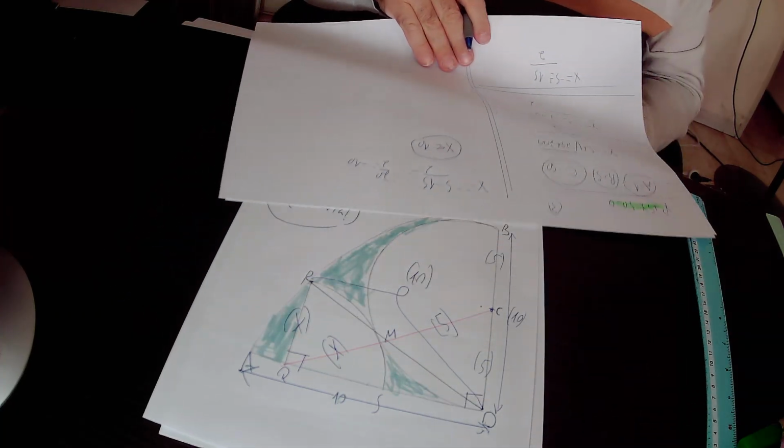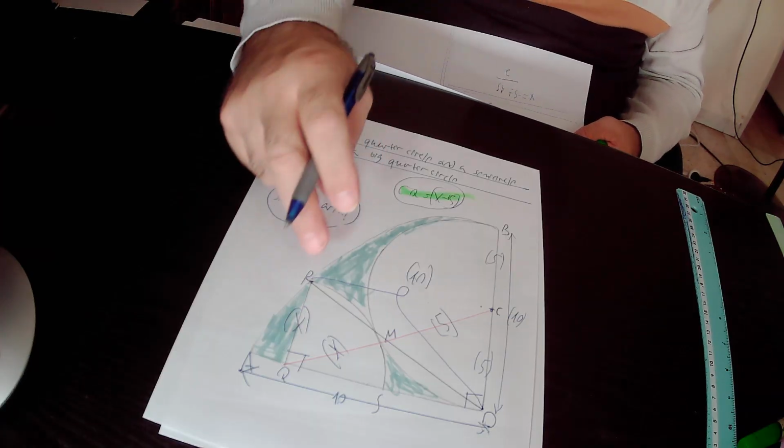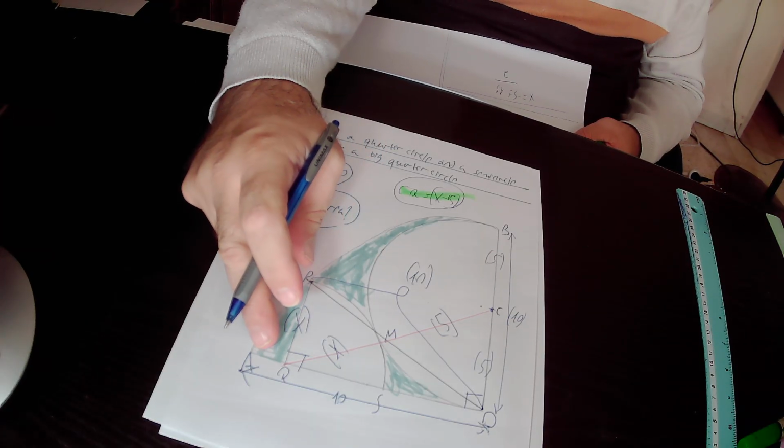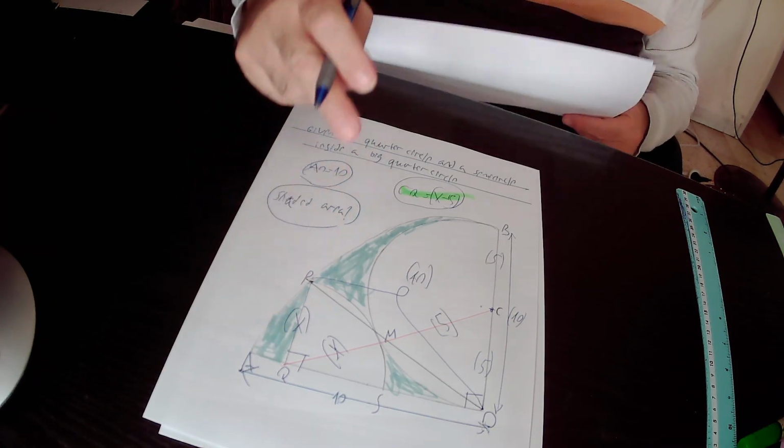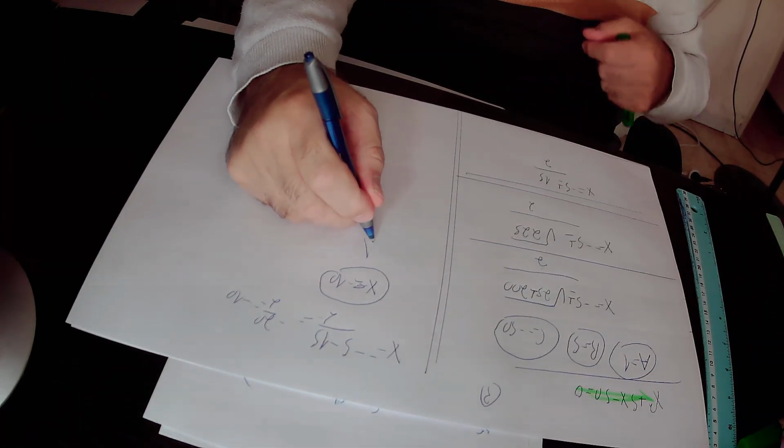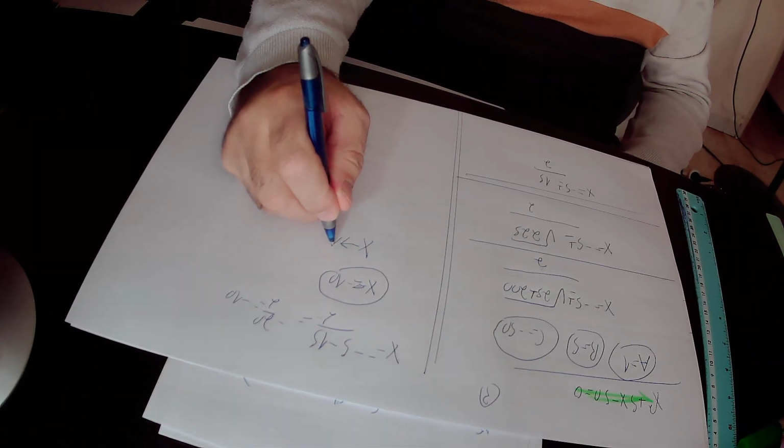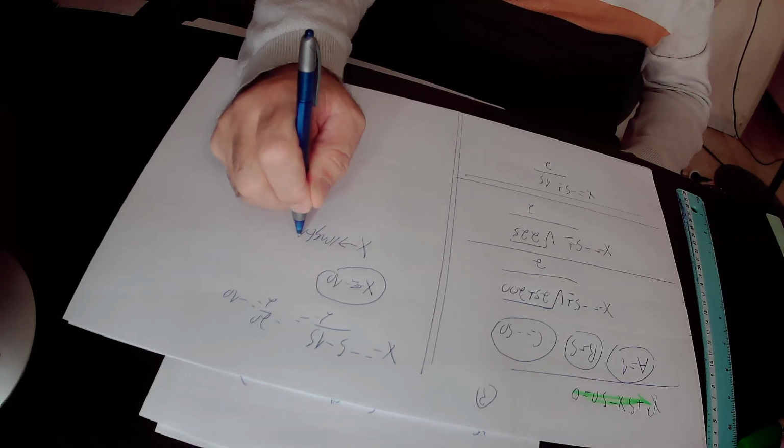X can never be equal to minus 10, because X is the length of this radius of this small quarter circle PQS. So X is a length, it must be a positive number.